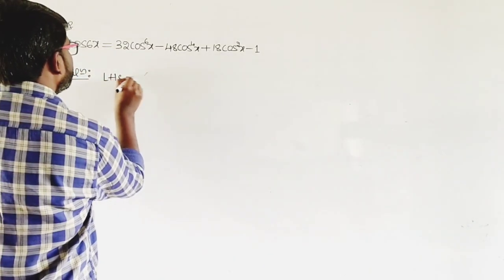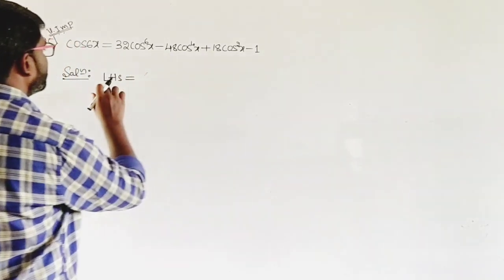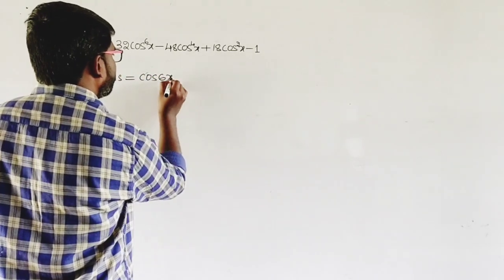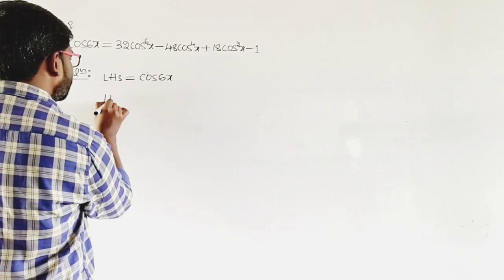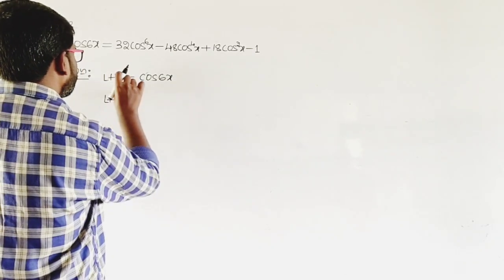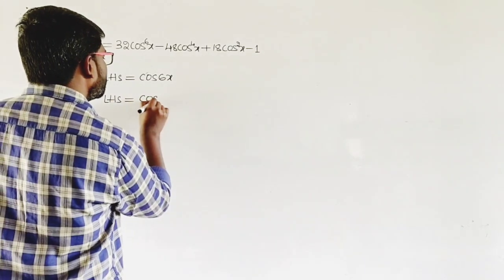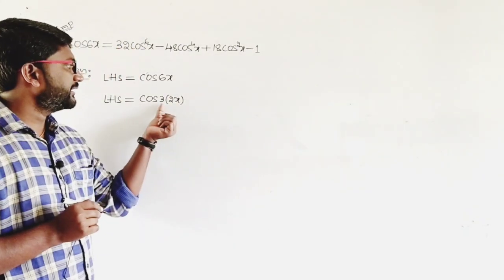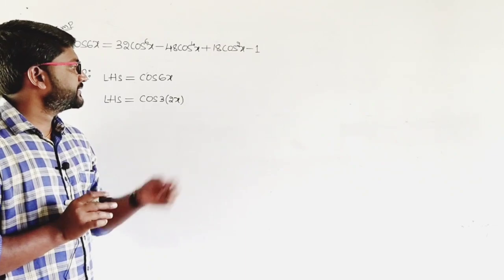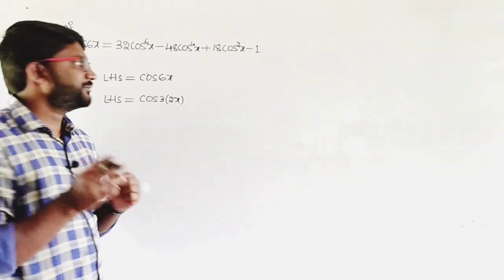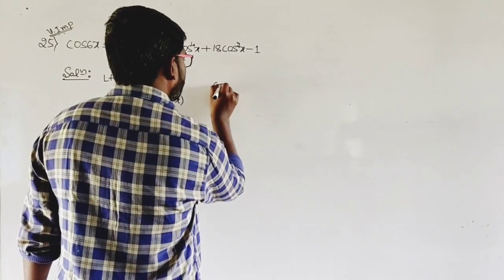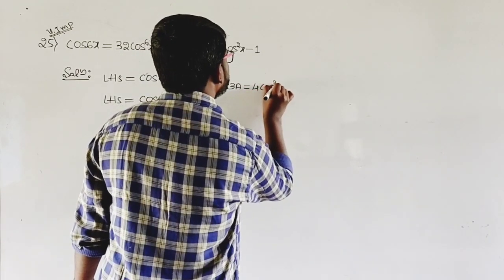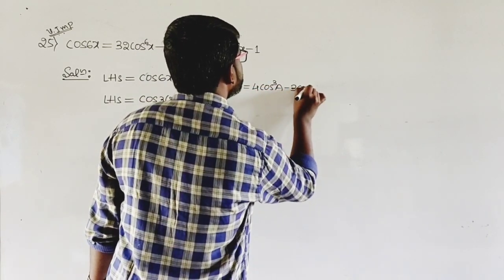LHS equals cos 6x. Now the left hand side, 6x can be written as cos 3 into 2x. Multiply these two, we get back the previous term. Now this is in the form of cos 3a. What is the formula of cos 3a? See here, cos 3a equals 4 cos cube a minus 3 cos a.